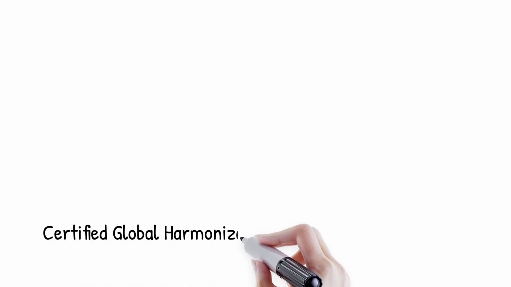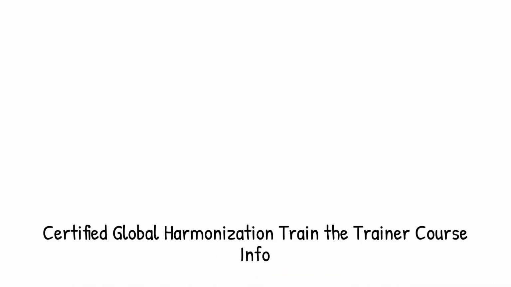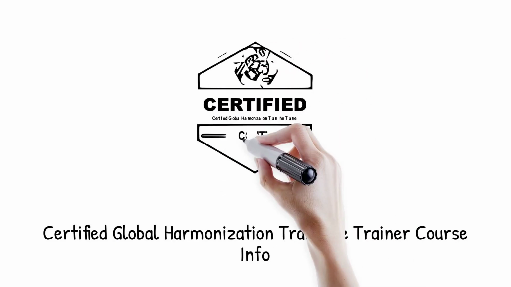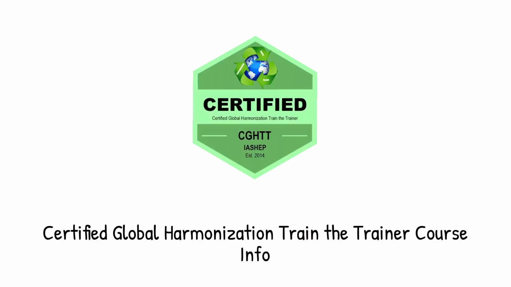Certified Global Harmonization Train the Trainer course, CGHT, is a comprehensive training program. The course lasts 3 days and costs $695 to attend. Its main objective is to align the United States with the Globally Harmonized System, GHS.